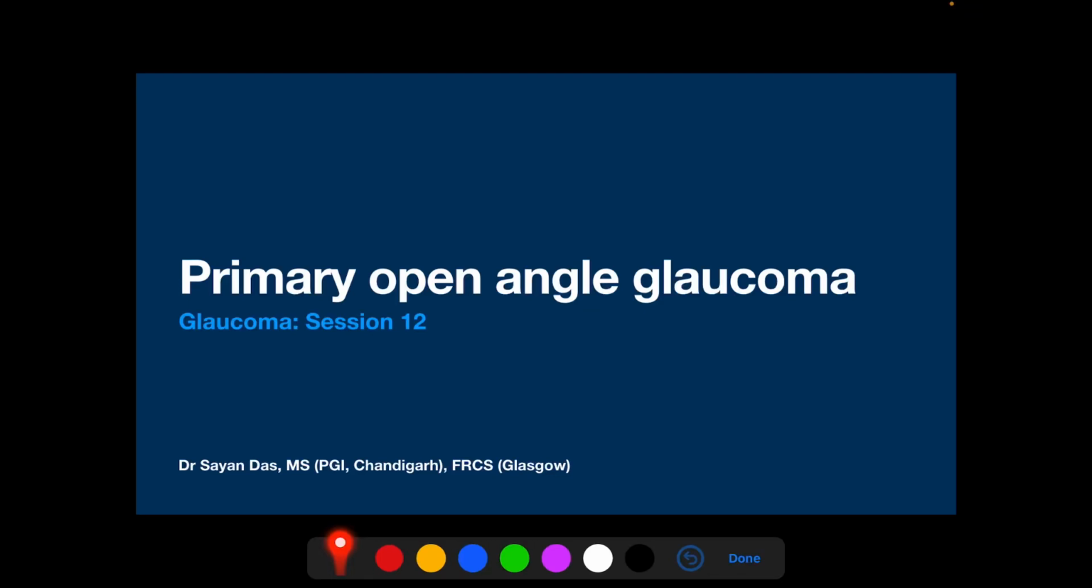Welcome. In this session, we'll be discussing primary open-angle glaucoma. We have discussed IOP measurement techniques, gonioscopy techniques and findings, optic nerve head changes, visual field changes, and OCT changes characteristic of glaucoma in their respective sessions previously. In this session, we'll be discussing the clinical profile, differential diagnosis, and management of primary open-angle glaucoma.